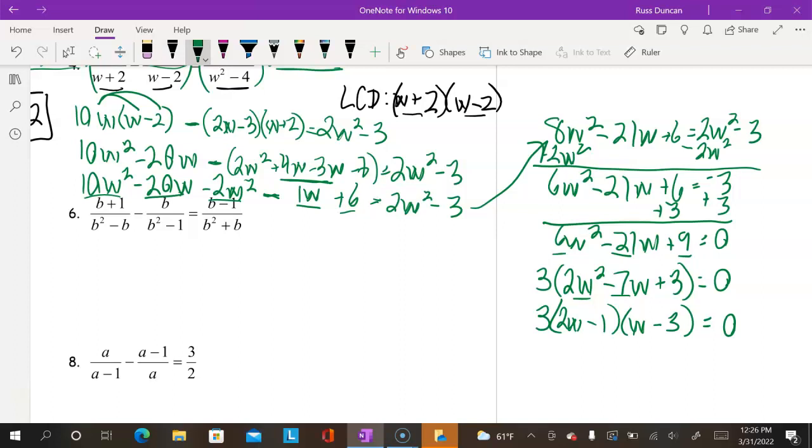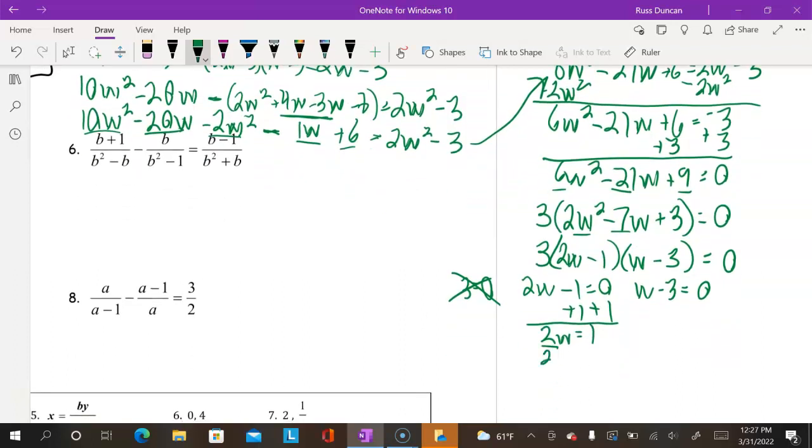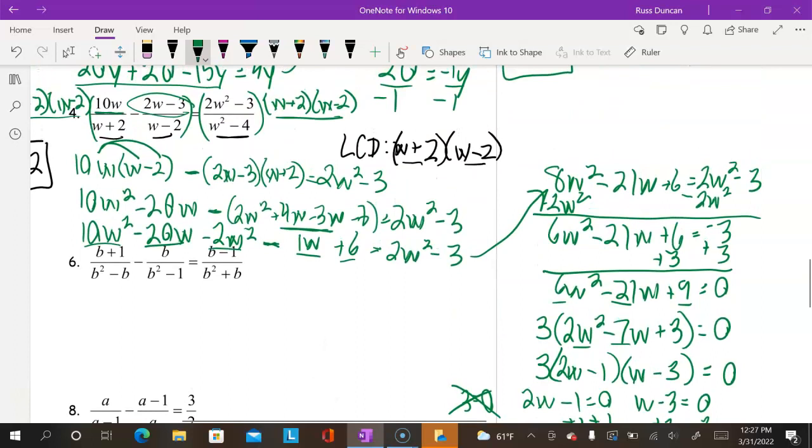Okay, so last piece. What could w be? You set each factor equal to 0. So 3 equals 0, 2w minus 1 equals 0, w minus 3 equal to 0. Well, 3 equals 0 isn't even true, so that's no good. That makes no sense. The next one, I add, divide by 2. So w equals 1/2. And the final one, 3.